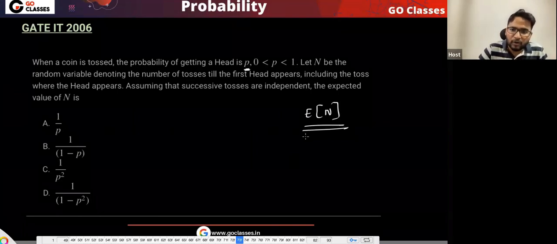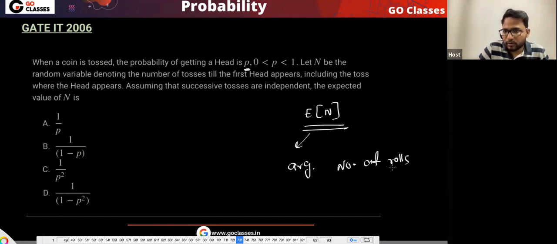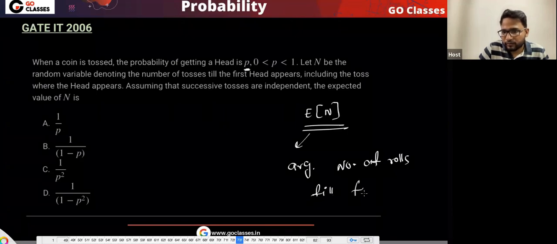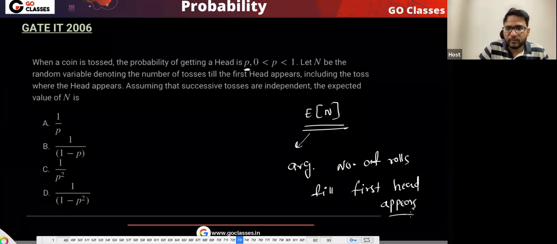This is the average number of tosses till the first head appears. So how many do you need? The probability is p. Then how many do you need? The answer is 1 by p. Yes. Let's just prove this.